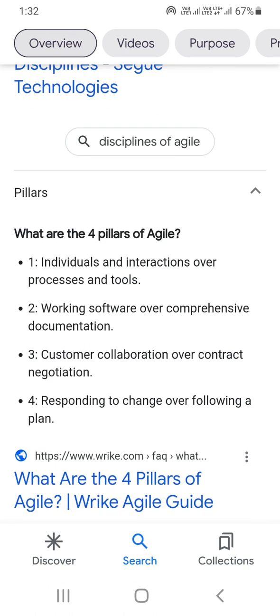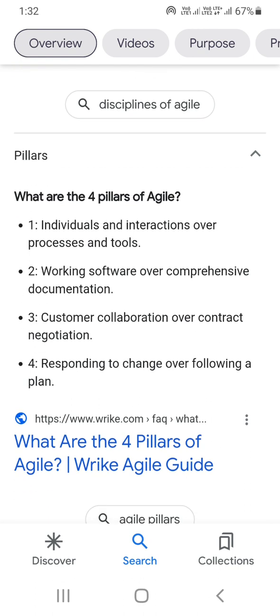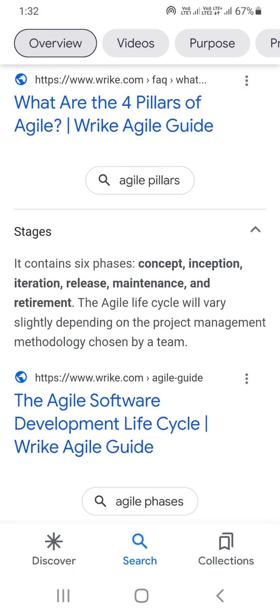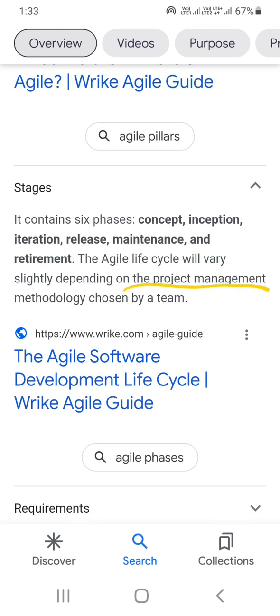Individuals and interaction over process and tools, working software over comprehensive documentation, customer collaboration over contract negotiation, responding to change over following plans. Now you have the stages of the software development agile guide. It contains 6 phases: concept, initiation, elaboration, release, maintenance, and retirement. The agile life cycle can also vary depending on the project management methodology chosen by the team.